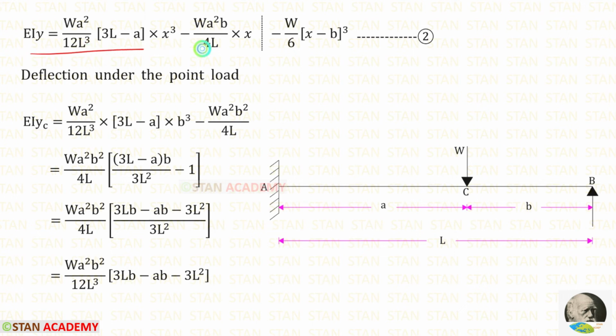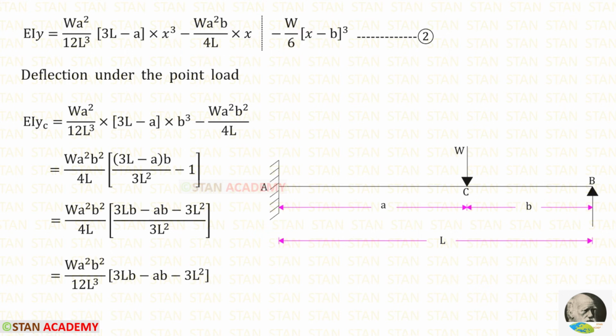Let us take the deflection equation. We know that under the point load, the value of x is b. So instead of x, we have to apply b. No need to consider this term. Here we will get b cube. Here b into b, we will get b square.